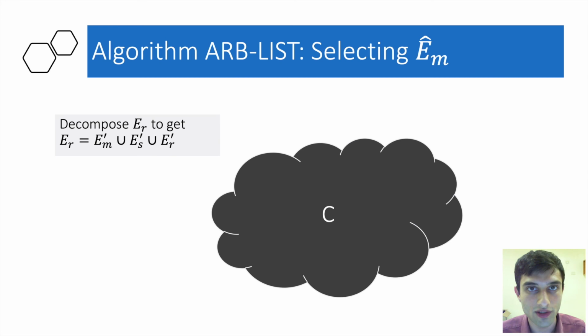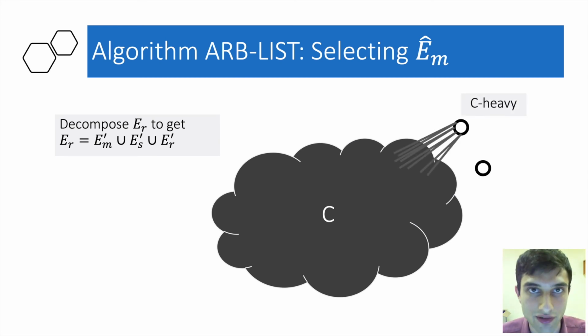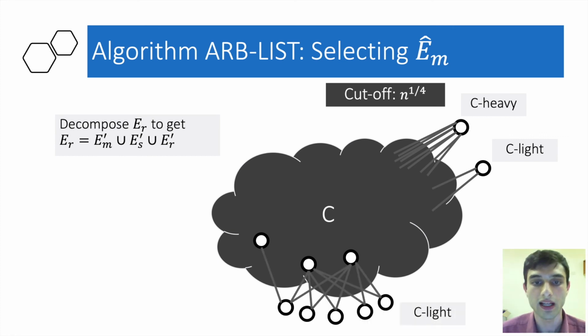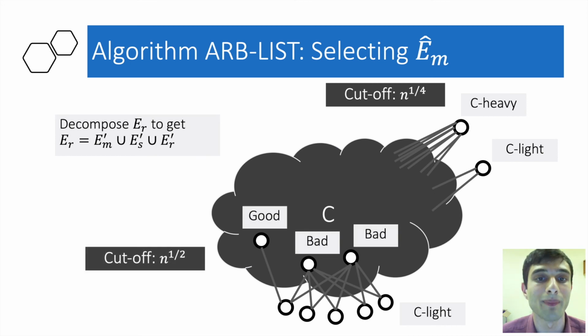So say we ran the decomposition and we get a cluster. Observe nodes outside the cluster. If a node has lots of edges going into C, it's called C heavy. Otherwise, C light, and the cutoff is n to the 1/4. If you have more than n to the 1/4 neighbors in C, you're C heavy. Okay. Now look at the nodes inside the cluster itself. If a node has lots of C light neighbors, we call it a bad node. Otherwise, it's a good node. Intuitively, there shouldn't be too many bad nodes because inherently there aren't too many edges between C light nodes and the cluster C itself, and so there can't be too many nodes inside of C which have too many light neighbors.